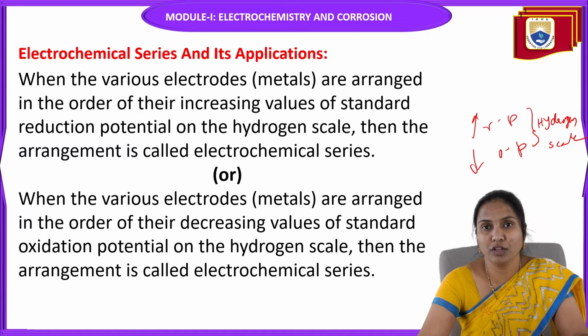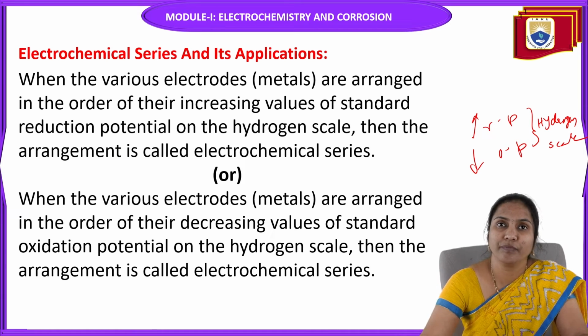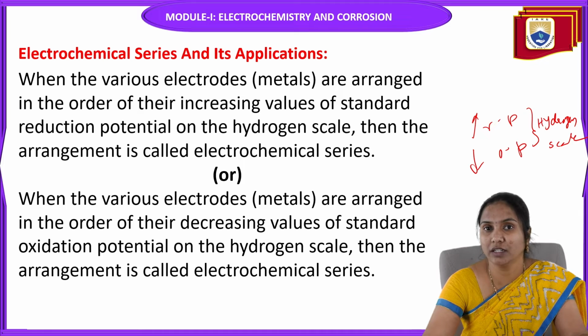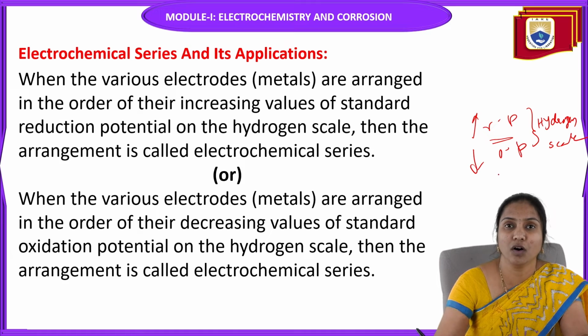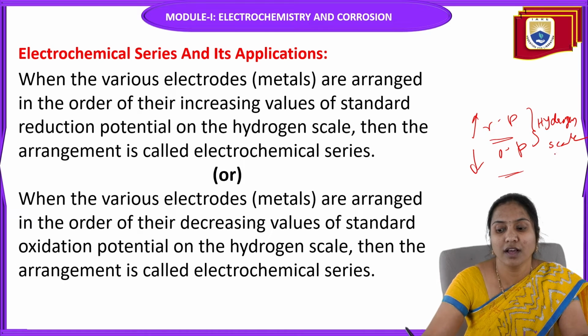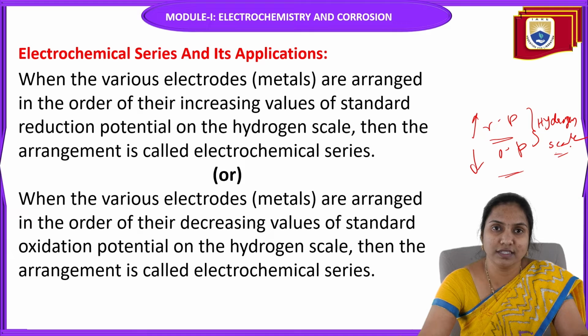What is the meaning of electrode? It is a metal or metallic rod which conducts electricity, which conducts electrons, and is called an electrode. It may be an anode or a cathode. So these electrodes or metals are arranged in increasing reduction potentials or decreasing oxidation potentials on the hydrogen scale. This series is called the electrochemical series.